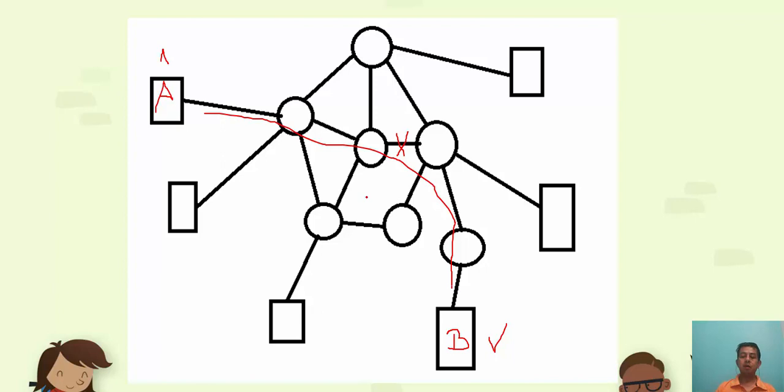So over a period of time, it may happen that the best path changes depending on network condition. The task of choosing the most appropriate path between two nodes is known as routing. So this routing is one of the most fundamental requirements of the network layer.